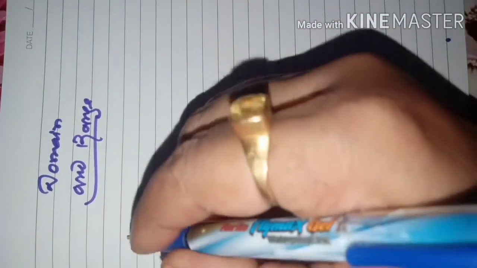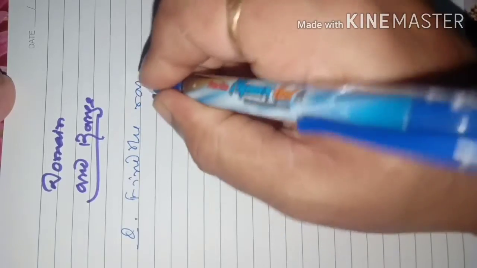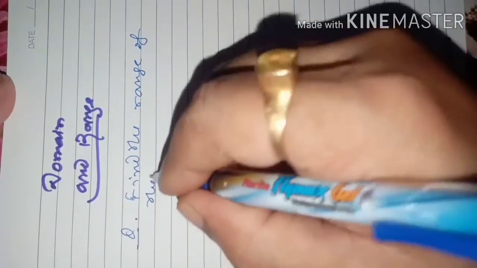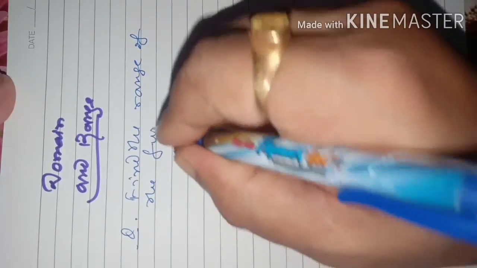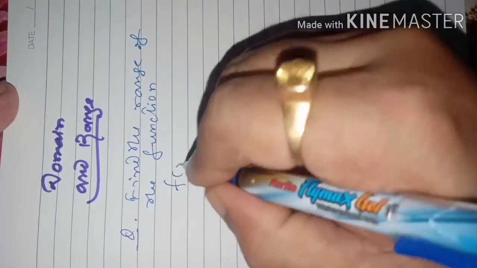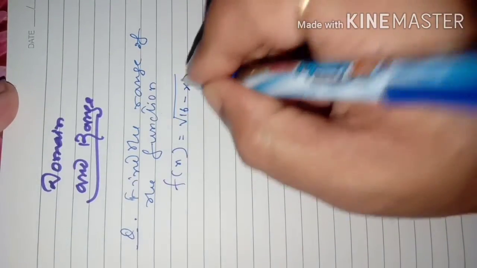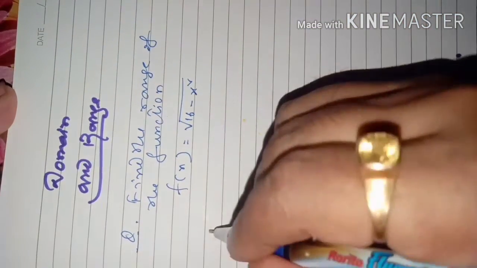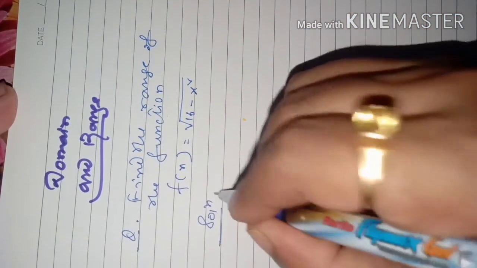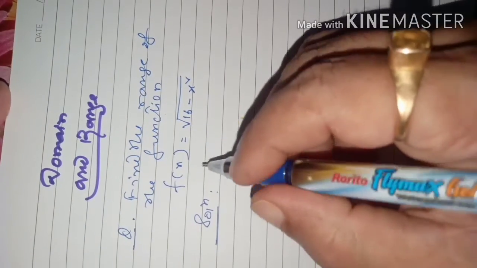Dear students, let us take this question. Find the range of the function f of x is equal to under root 16 minus x square. Though the domain is not asked, we need to check the domain.